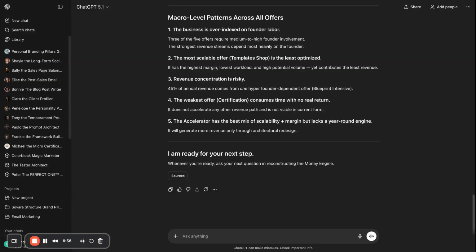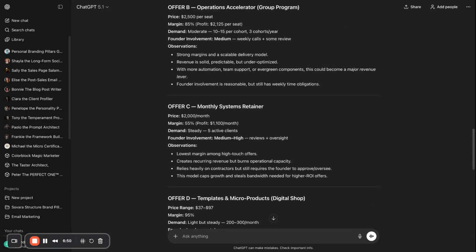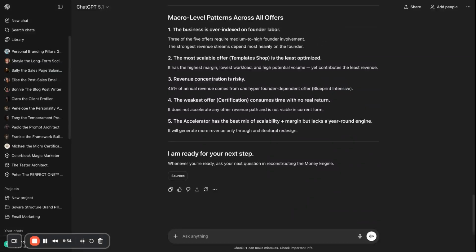So it's also giving me the weakest offer, which is the certification. It says it consumes a lot of time without a lot of real return. And it's telling me the accelerator has the best mix of scalability and margin. Okay, so now it's ready for the next step. So it took that information and gave me the breakdown. All right, so now we're going to go with the next prompt. I'm going to copy it and paste it here.